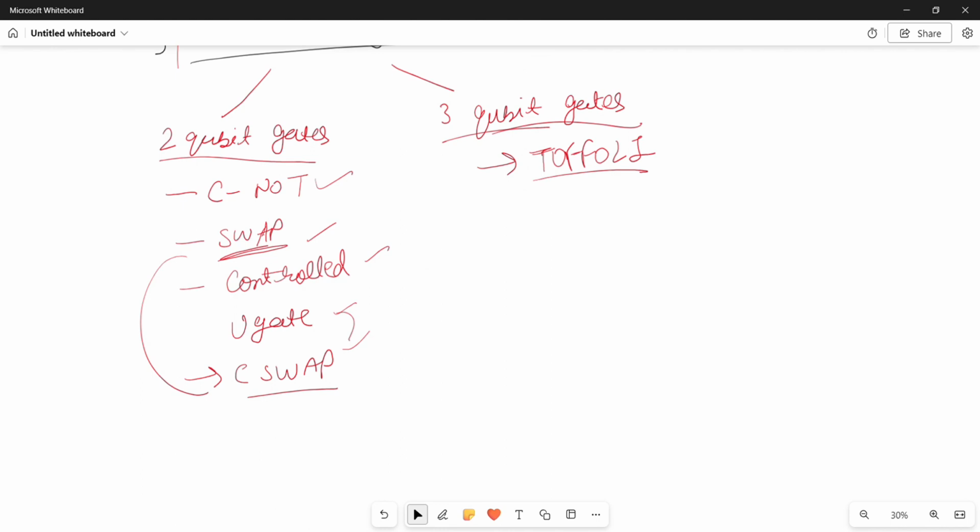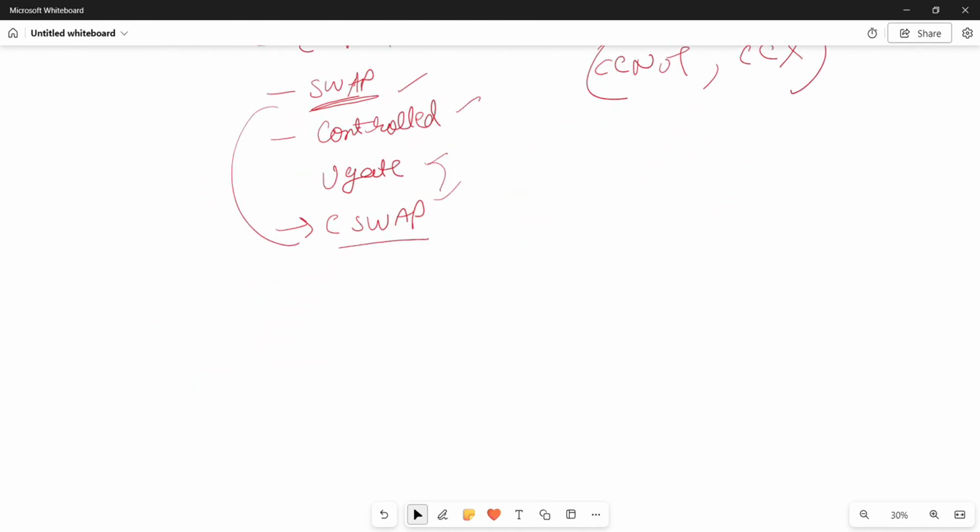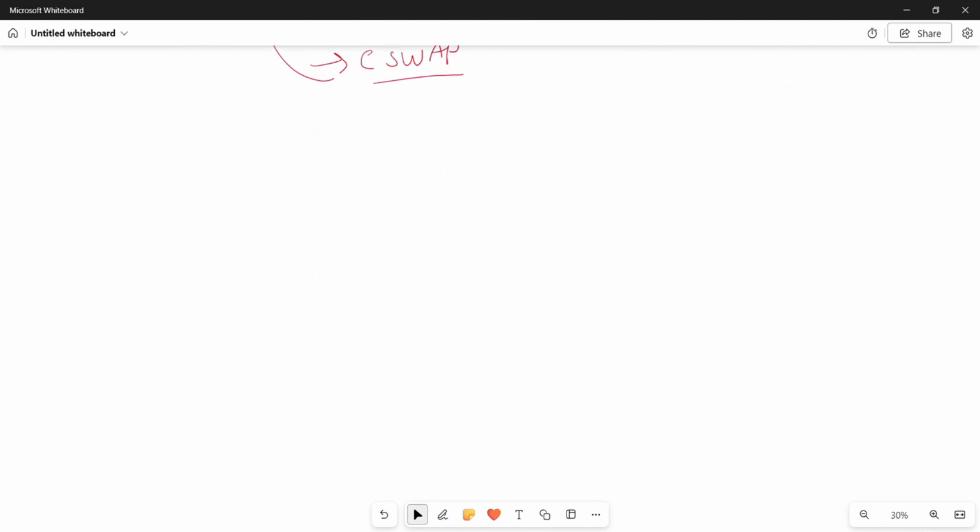This is also known as your CCNOT and CCX. These are other names for Toffoli. This is your 3-qubit gate. So let's start with your CNOT first.